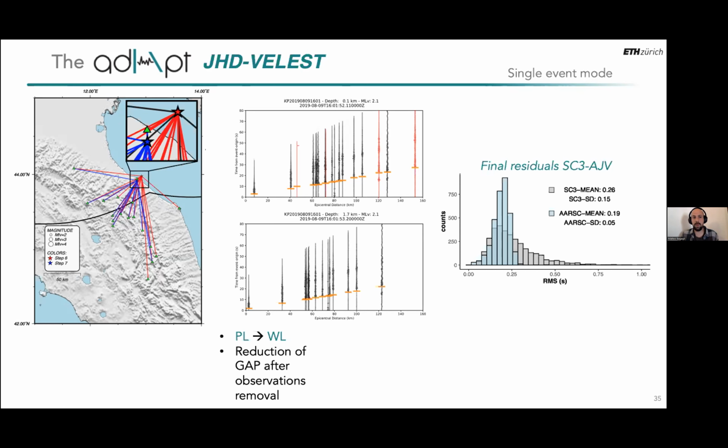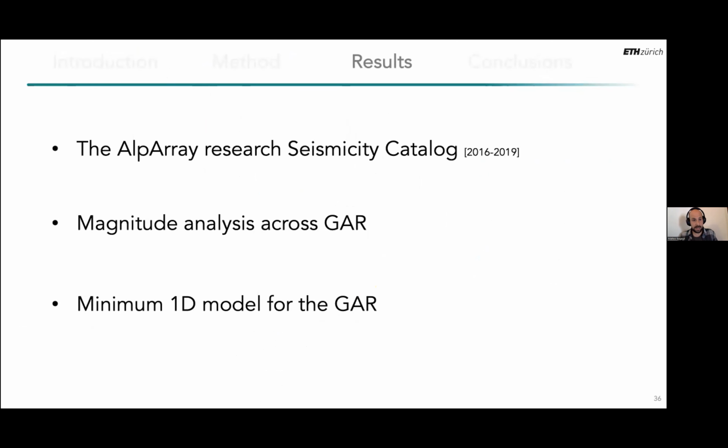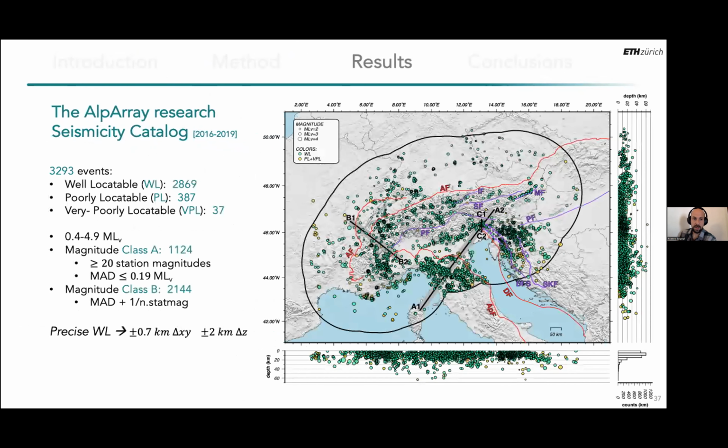This means, of course, that our procedure was able to filter out the outliers and consistently improve the location of our events. As a result, we obtained the AlpArray research seismicity catalog, and this is composed of almost 3,300 events.